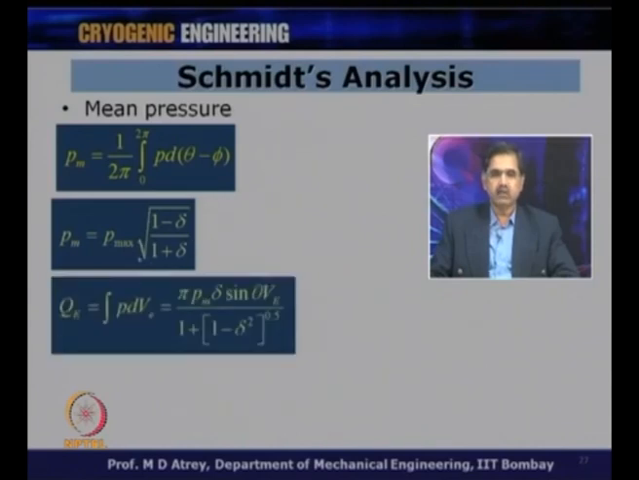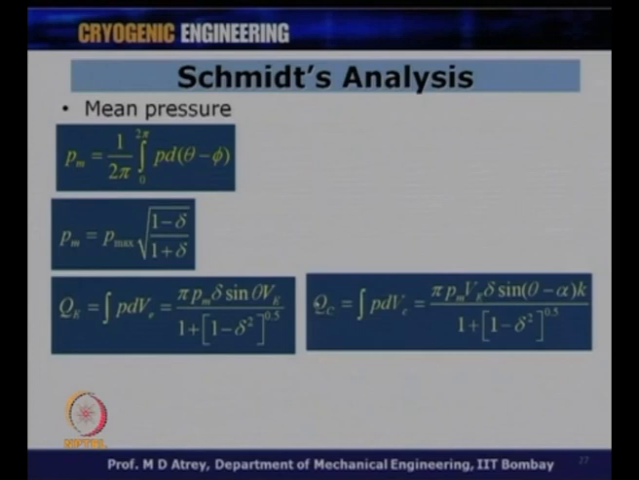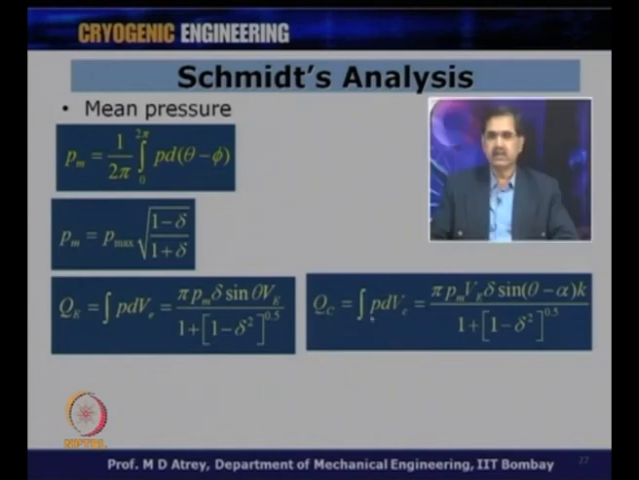If I were to now calculate the cooling effect, which is nothing but integral P dVe, I put the value of pressure and the value of dVe in this case, and I will get the cooling effect; this term gives me the cooling effect. Similarly, the work done during compression, which is QC, is integral P dVc. If I do the similar integration keeping the value of P here, I get this expression. Now, I am to calculate the COP of the machine.